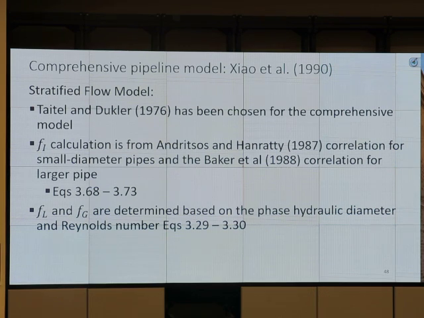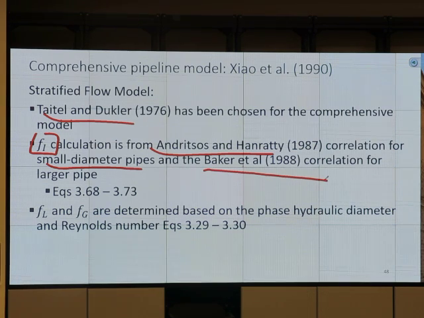For stratified flow, Xiao et al. use Taylor-Dukler. For the composite model, F sub I calculation is from Agrawal's and Hanratty's correlation for small pipe diameter and Baker correlation for large pipe. The equation is given already. So in the stratified model, we need some closure relationship. One of those is F sub I, right? Interfacial friction factor.